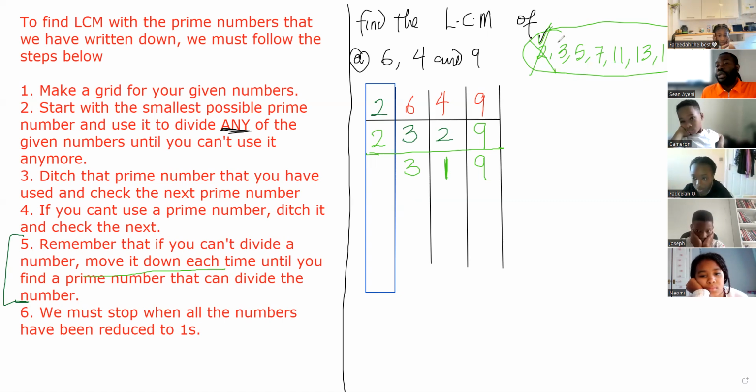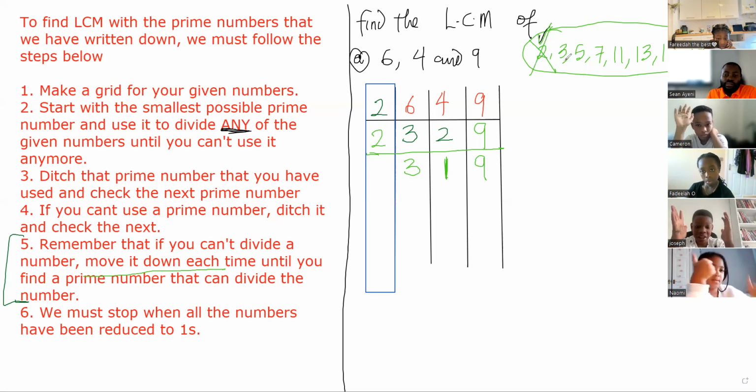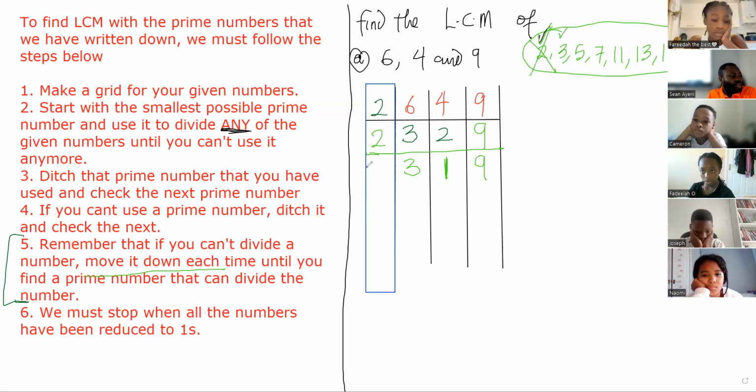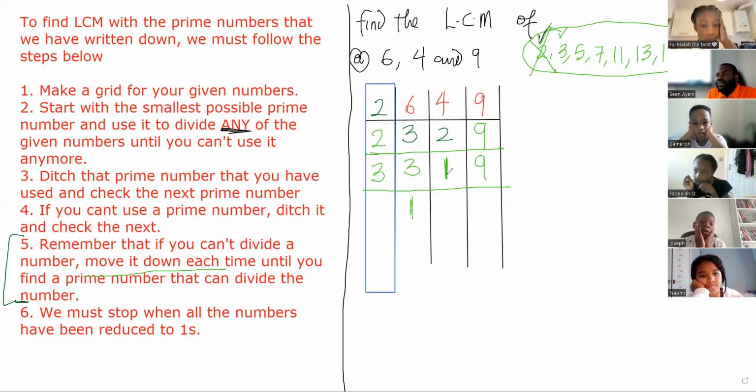Then we go on and look at 3. Can 3 divide any of the numbers that we've got here? Yes. So that means we're going to use 3 now. 3 divided by 3, what would that give me? 1. Can I divide 1 by 3 again? No. So what do I do? I move it down to the next level.